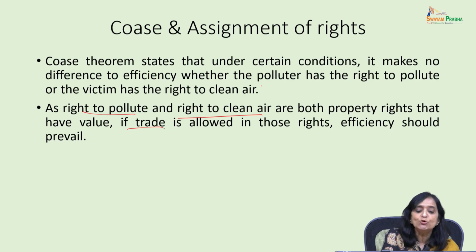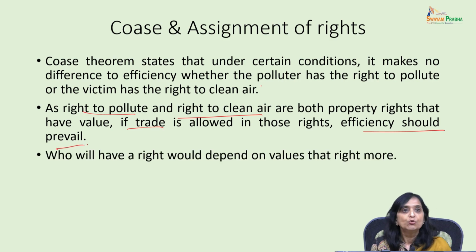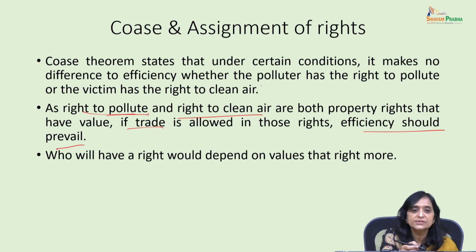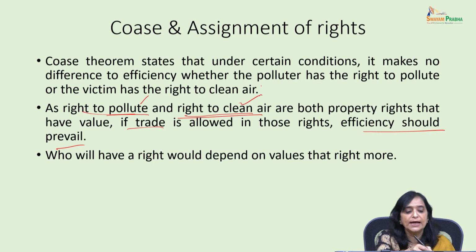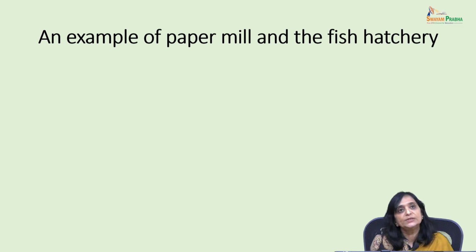If the trade is allowed between the polluter and the victim, efficiency would prevail. Who will have a right would depend on who values that right more. That is, the person who values the right more will have the right actually. If it is the polluter who values his right more, we will give the property right to him. If it is the victim who claims to have a right to clean air more than the polluter, he will be given that right. Now let us explain this with the help of an example of a paper mill and a fish hatchery.